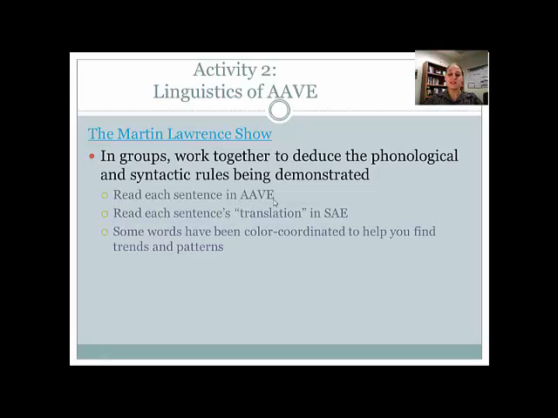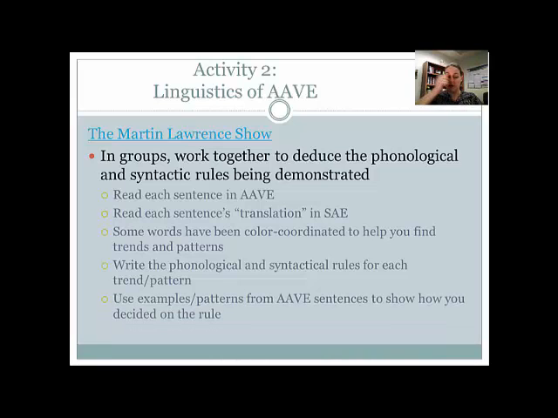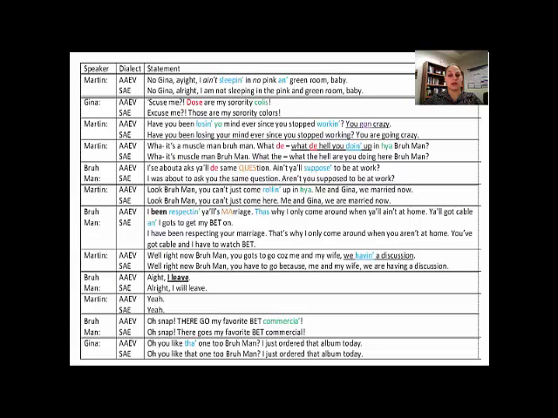So you want to read each sentence in African American English vernacular, then read the translation in Standard American English. I've color coordinated some of the words to help you find the trends and patterns, and I've also given you a sheet where you can talk to me about what the blue words tell you, what the purple words tell you, and things like that. Try and come up with the phonological and syntactical rules for each pattern, and your transcript is going to look something like this. Okay, so I'll give you time right now. You can pause the video, look at these different colors, see what you notice about the phonology or the syntax, and try and come up with a rule for it. We'll continue in a second.